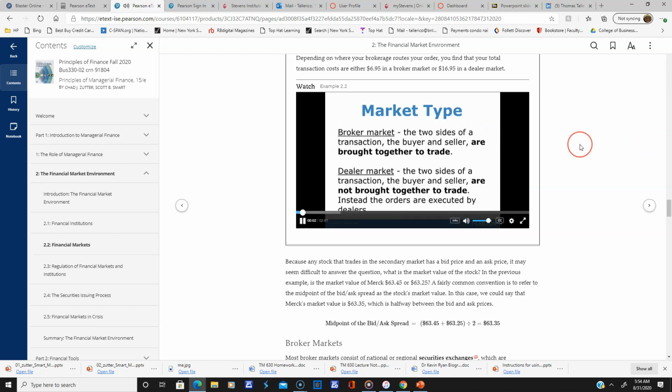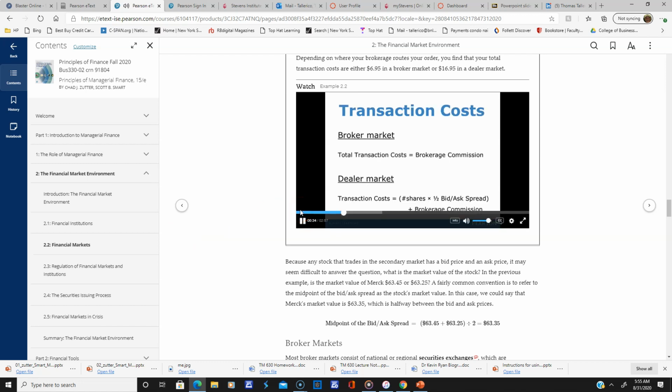Who provides the liquidity, i.e. the other side of the transaction, affects investors' trading costs. In a broker market, the two sides of a transaction, the buyer and the seller, are brought together to execute the trade, whereas in a dealer market, the two sides of a transaction are not brought together, but instead the two sides of the trade are executed by dealers. The key difference between broker and dealer markets is whether other traders or dealers provide the liquidity. In broker markets, the orders from other investors provide liquidity, and in dealer markets, the dealers provide liquidity.